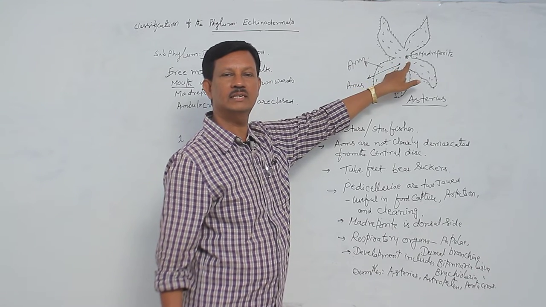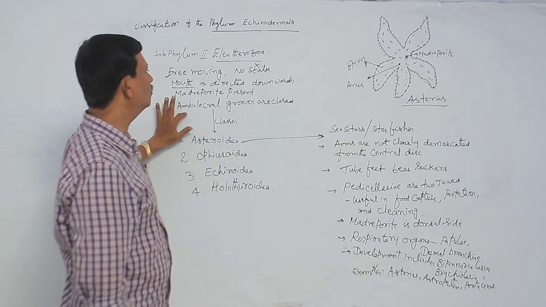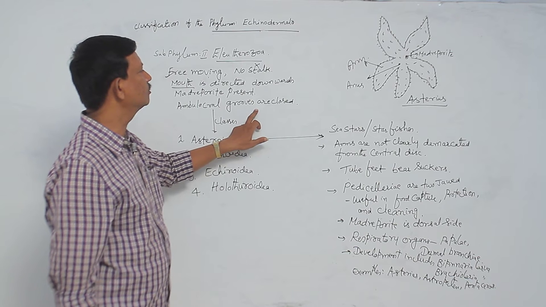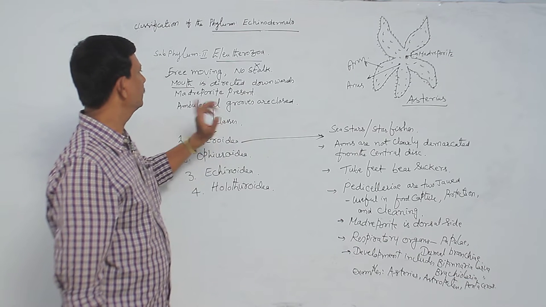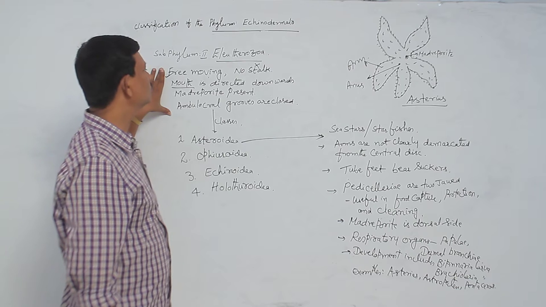And madreporite is present in this subphylum. Through this pore, water enters into the body. And umbilical grooves are closed. Closed umbilical grooves are present. These are the main characters of the subphylum Elytrozoa.